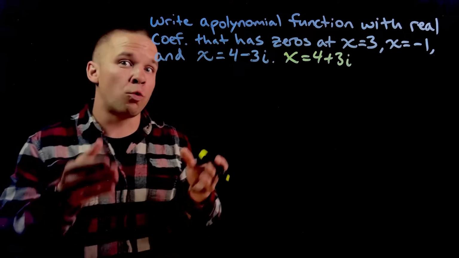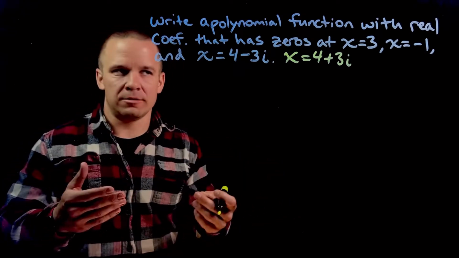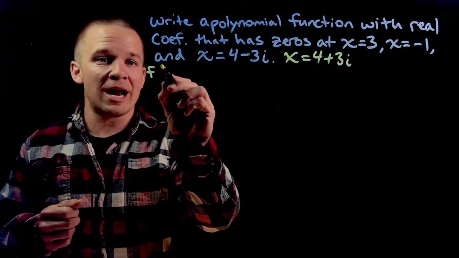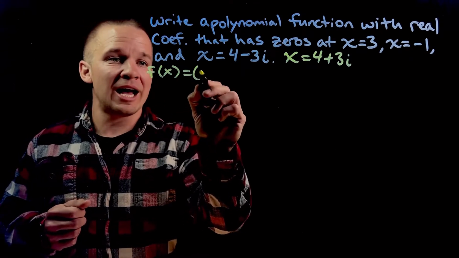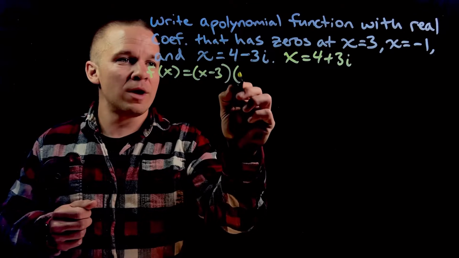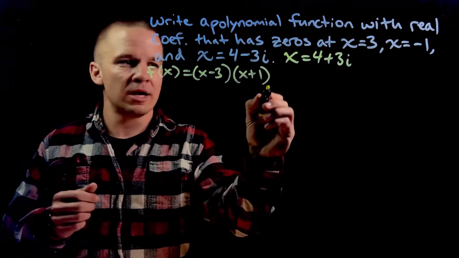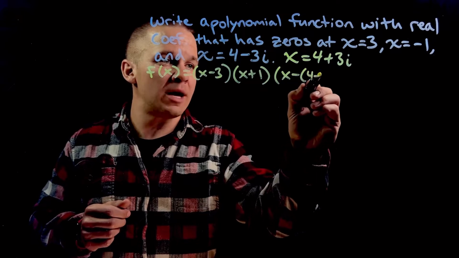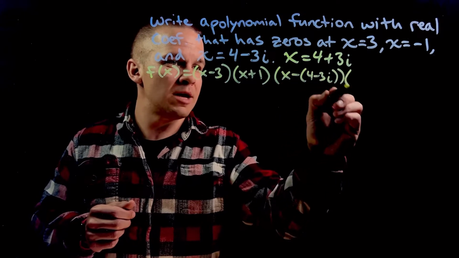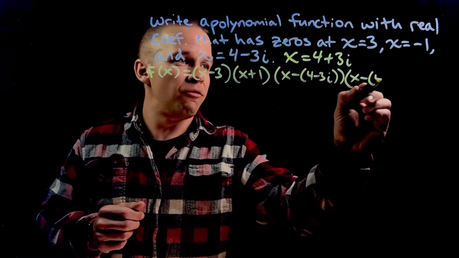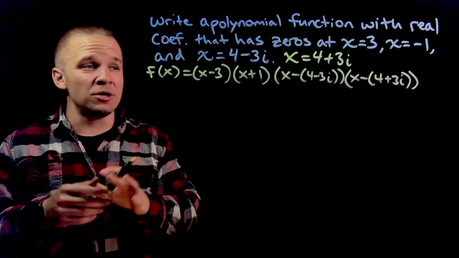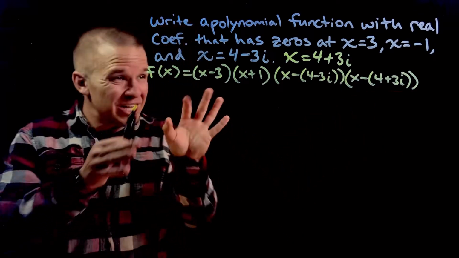So this is going to be a quartic function in the end. Let's start writing this thing out in factored form. And I'm gonna need some room here. So we got f of x equals, I got x minus 3, easy money. We got x plus 1, lovely. Now it gets crazy. I'm going to have x minus, parentheses, 4 minus 3i, close them, and x minus 4 plus 3i, close them.